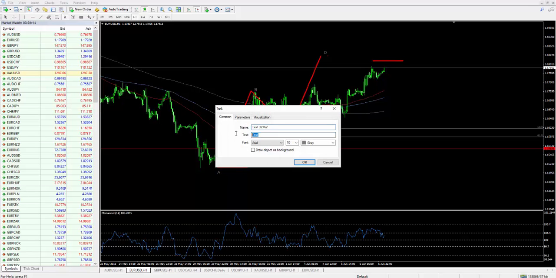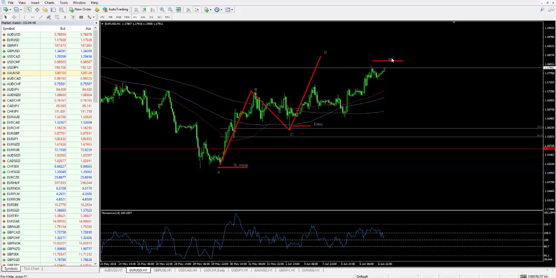TP. And what do we do with our target? Once we enter the trade, what do we do with our target? Nothing. Zero. Okay? What do we do with our stop loss? Move it. Right? So there's our initial stop. Our next stop, once we've got confirmation that we've got movement in our direction, we move stop 2.